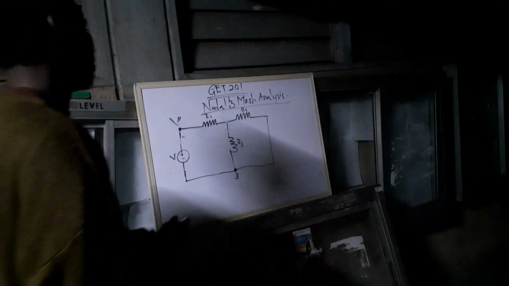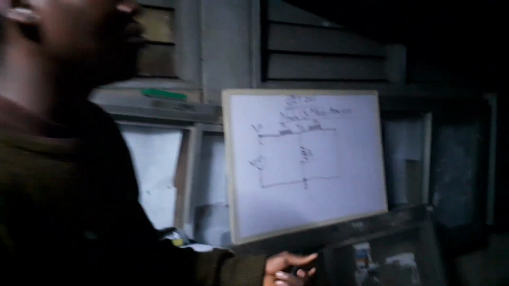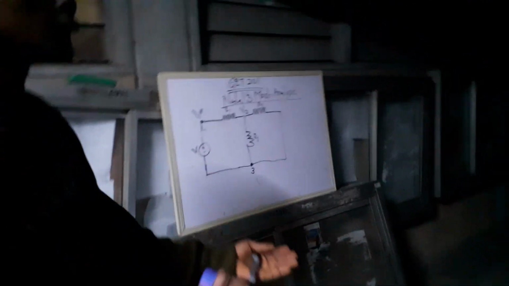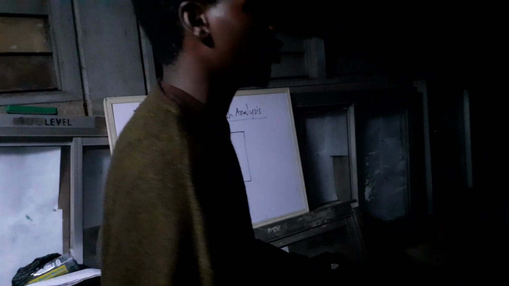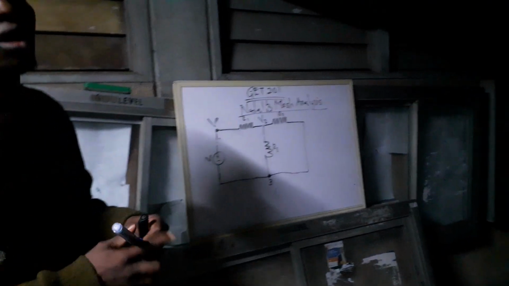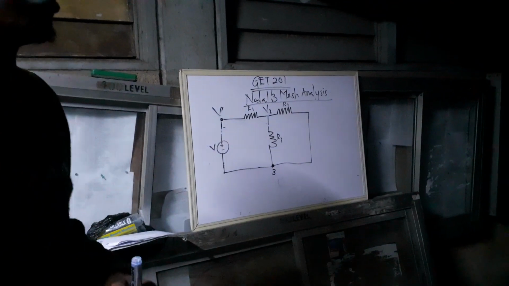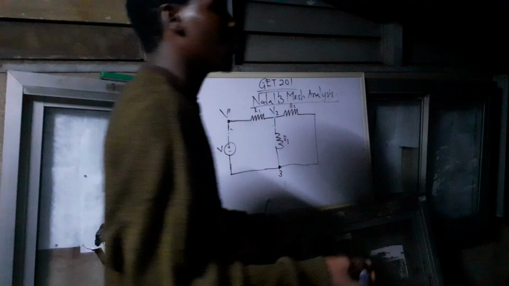So, which one is the unknown? Let's leave it as V. Basically, we will start looking for the node equation, right? So let's try to look for the node equation, using KCL, node analysis. Then I'll show you the simple method I'm talking about.